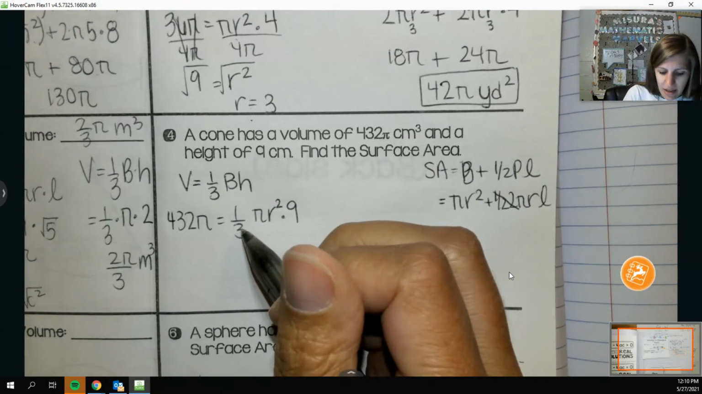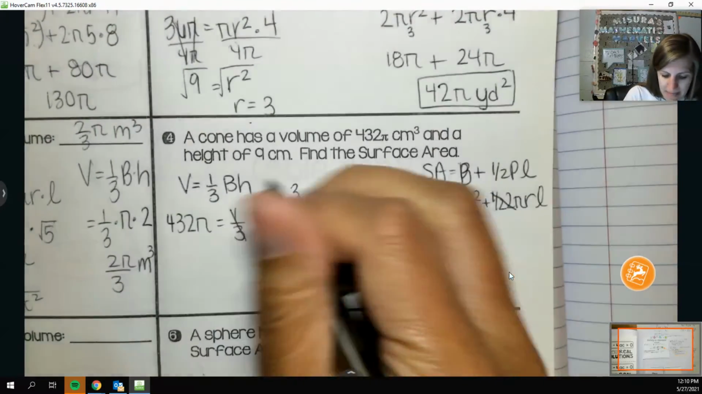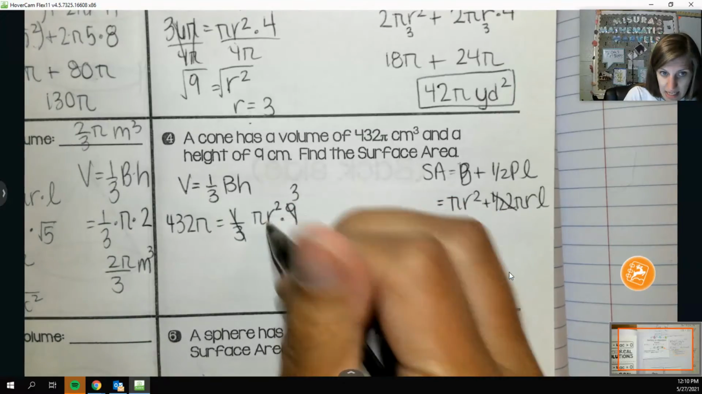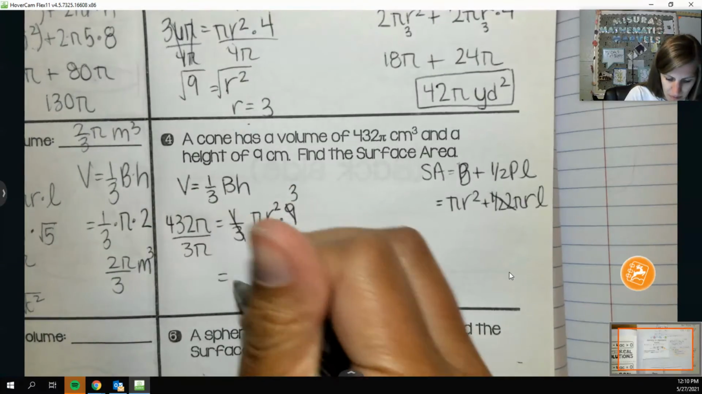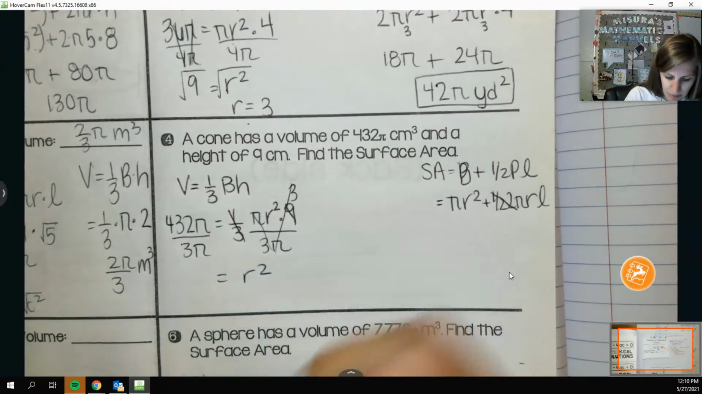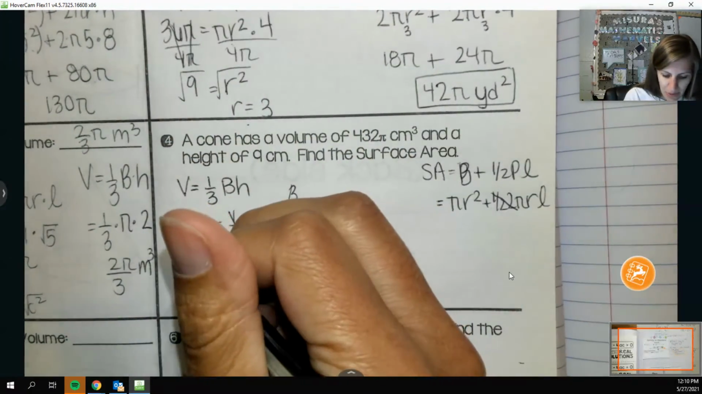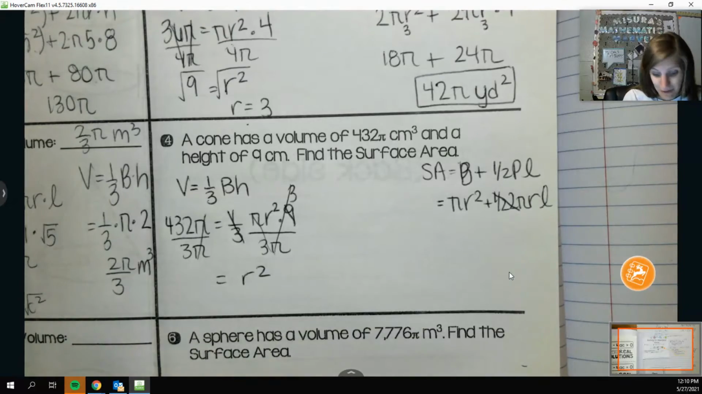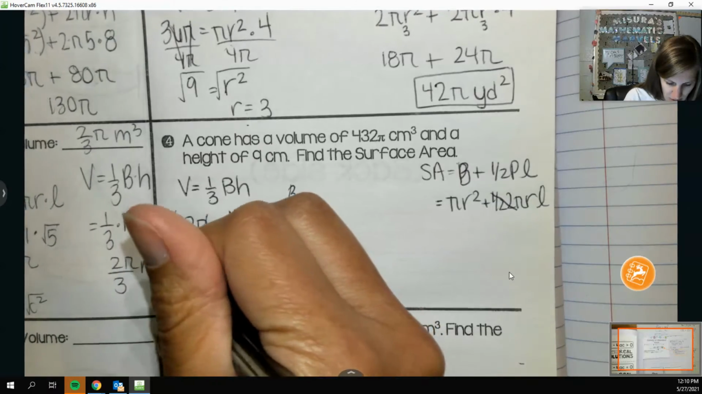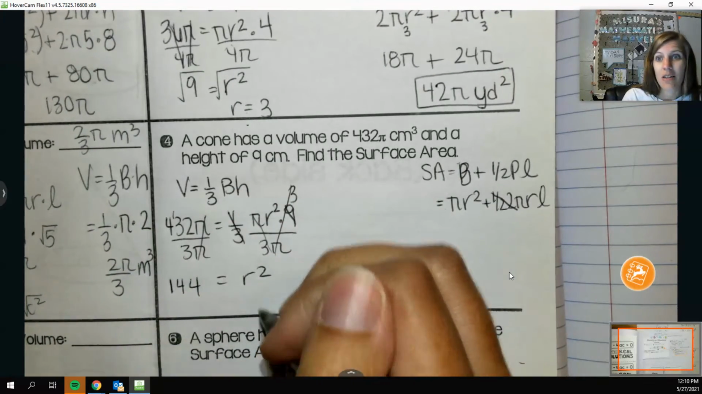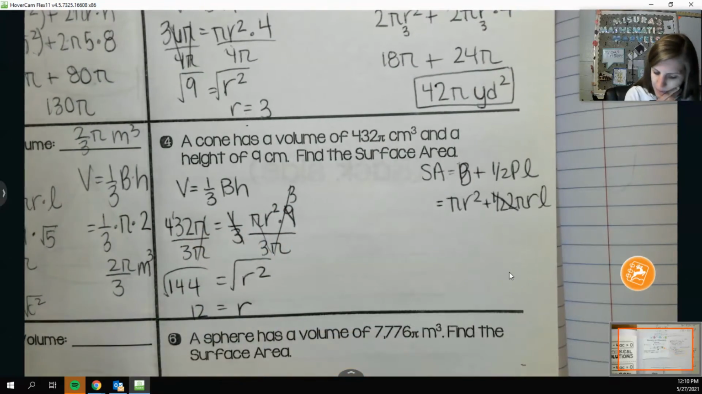So I am actually going to take 1/3 of 9 because I can. It's 3. But then over here, I'm going to have to divide those things away to get r alone. So I'm going to divide by 3 pi on both sides. So then we just have r squared left. Now the pi's divide out, and 3 does go into 432. Let's see, 1's here, 4 times there, 144. Oh, that's so nice, because then when I square root it, the radius is 12.